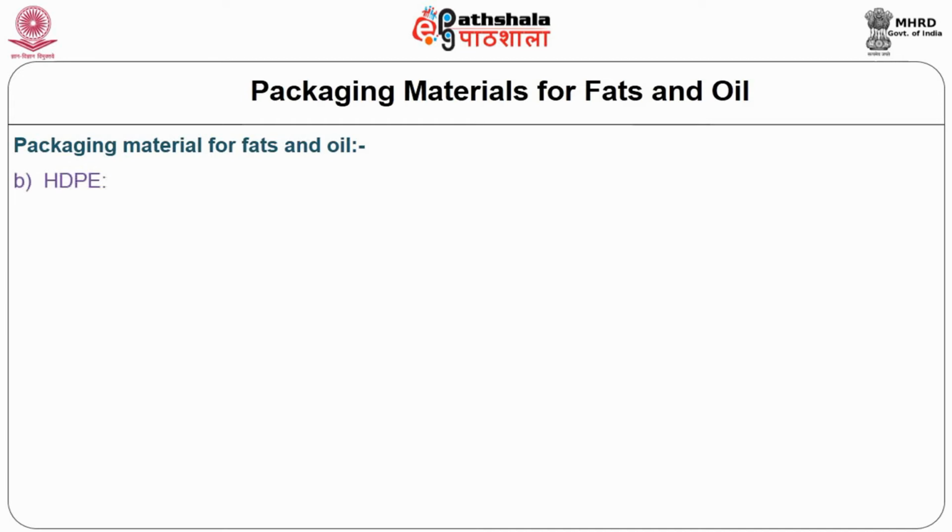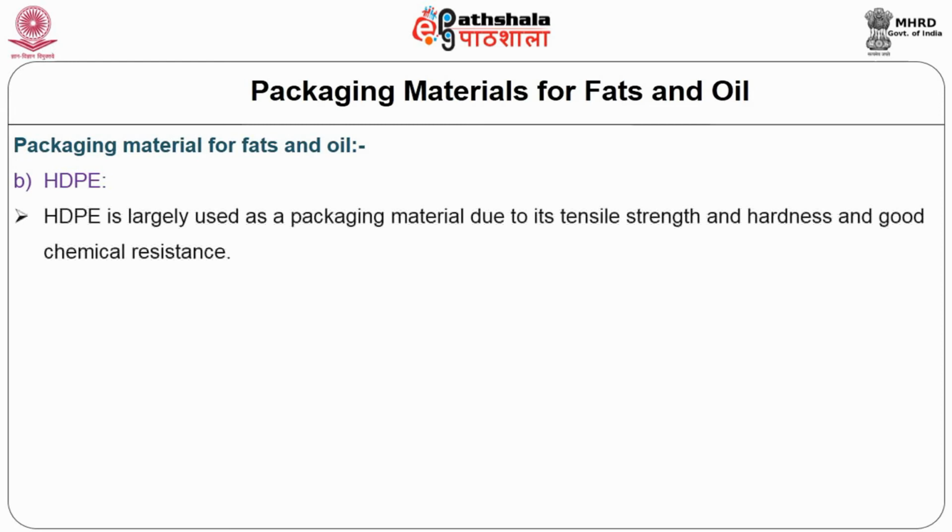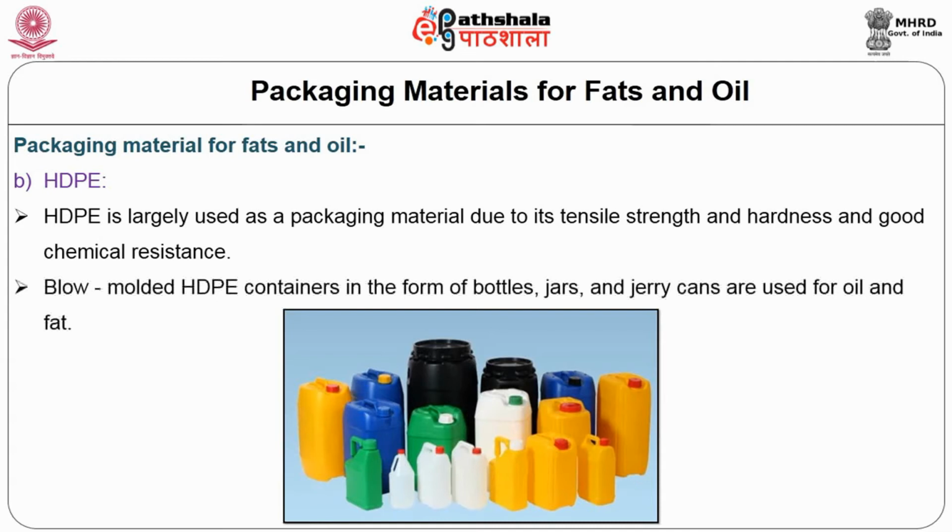The second type of packaging material for fats and oil is HDPE, that is high density polyethylene. High density polyethylene is largely used as packaging material due to its tensile strength, hardness and good chemical resistance. Blow molded HDPE containers in the form of bottles, jars and jerry cans are used for oil and fat.